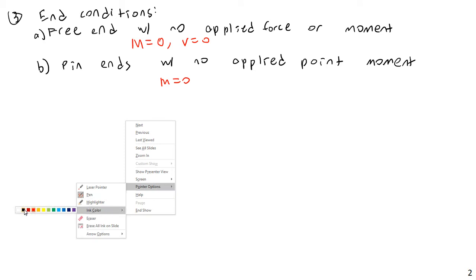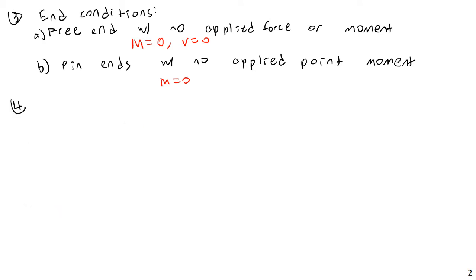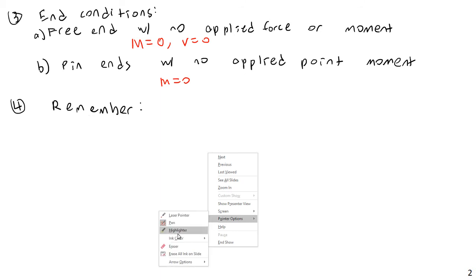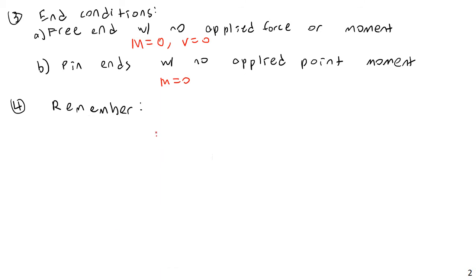And then finally, a fourth principle that we're going to be using is that we need to remember, if I can spell remember properly, remember. Let us consider our description here. V is equal to the negative integral of w of x dx, and M is equal to the integral of V of x dx.